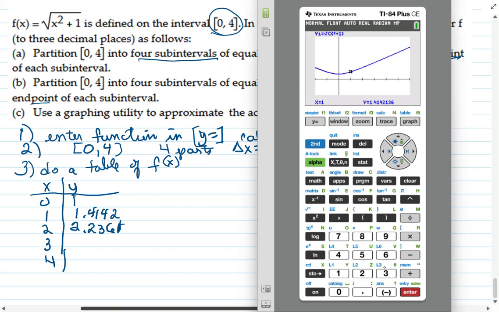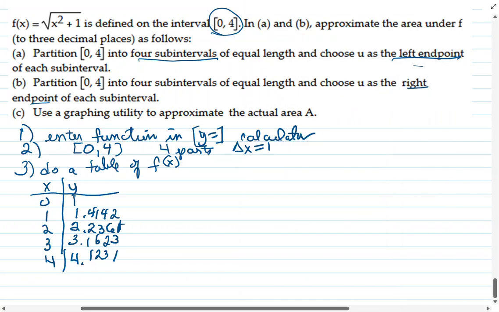For 3, it is 3.1623. And for 4, I have 4.1231. Close enough. Your eyes are better. Okay, for my A, it is the area of the left endpoints.